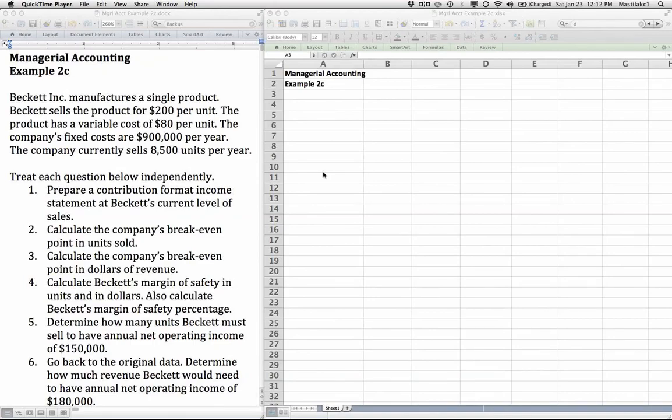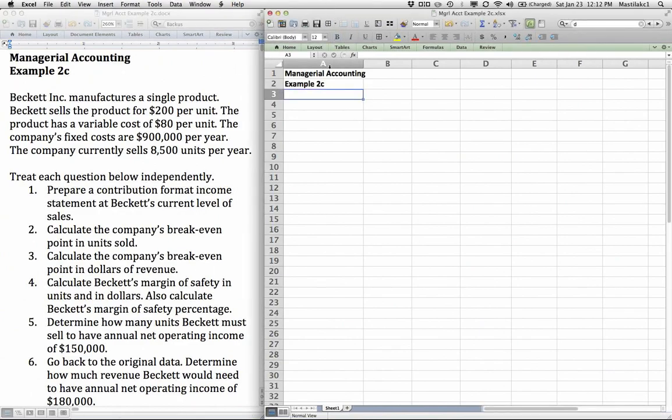Please find and read example 2C, Beckett Inc., and we're going to use Beckett Inc. as our example to talk about cost, volume, profit analysis, contribution format income statements, and all the various tools and techniques that we can do with CVP analysis and contribution format income statements. I think this is one of the most powerful tools that a manager can have to understand profitability.